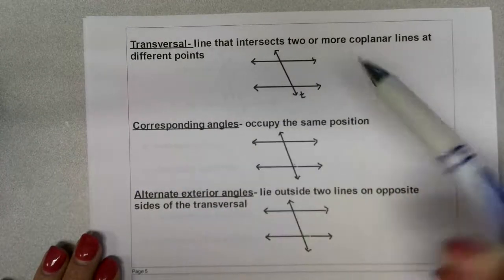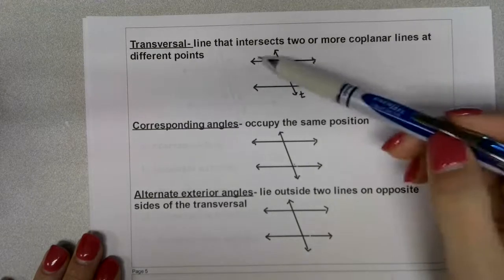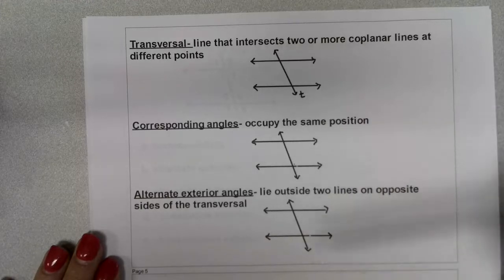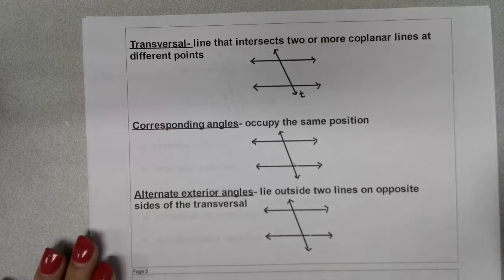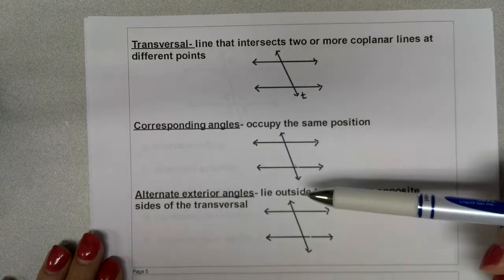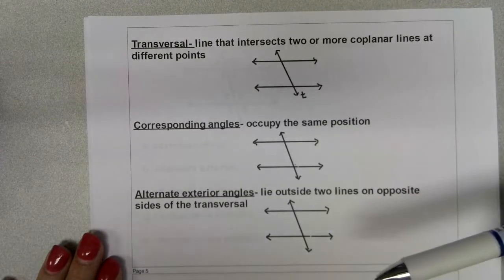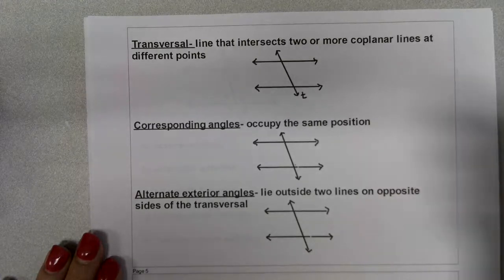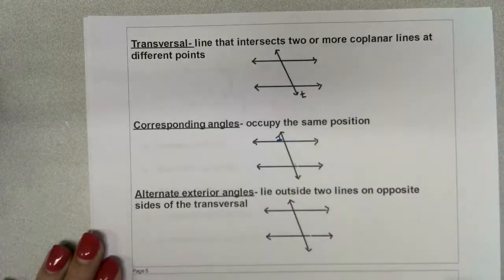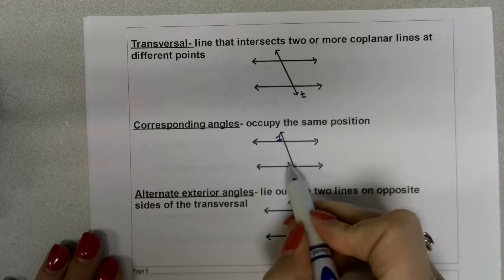A transversal, I just showed you guys, is a line that intersects two or more coplanar lines at different points. So these two lines are coplanar, and this is a transversal that intersects those two lines. Okay? When we have a transversal that cuts through lines, we're going to have corresponding angles, and those are angles that occupy the same position on both of the lines, okay? So if I make this angle 1, the angle that corresponds with angle 1 is going to be this angle right in here, okay?